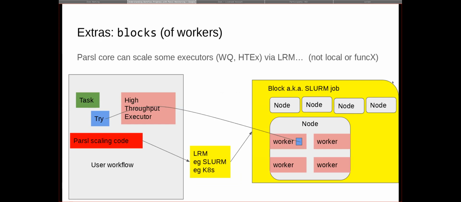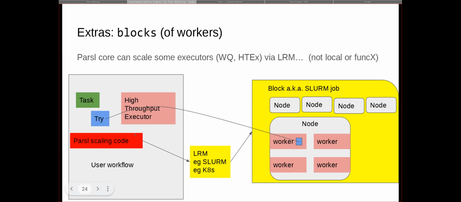So there's a few other tables. Those four are the core data flow task-oriented tables. There's a few others. I'll talk about two of them. So there is a blocks table. So Parsl, some executors in Parsl need workers. So for example, the high throughput executor, the work queue executor, they need workers running on a resource somewhere. And the core of Parsl, or the task management bit of Parsl, doesn't care how those workers appear. It just wants them to appear somehow.